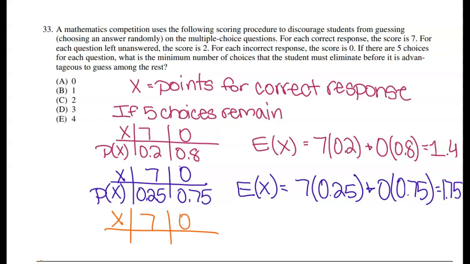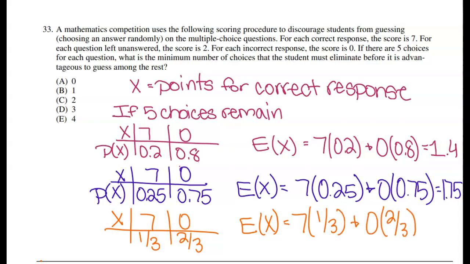we have the probability is going to be 1 out of 3 to getting it correct, which means it's going to be 2 out of 3 for getting it incorrect. And so our expected value is going to be 7 times 1/3 plus 0 times 2/3. If we solve for this one, we get an expected value of about 2.33. So in this case, we are expecting to get more than 2 points, so we are better off guessing than we are leaving it blank.